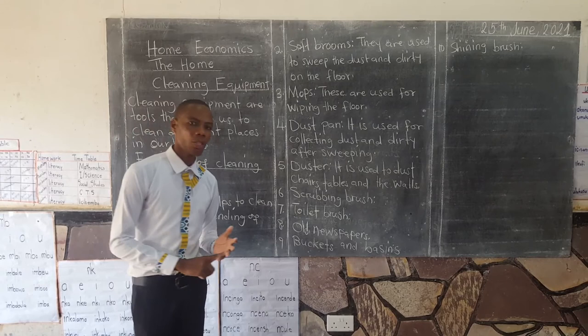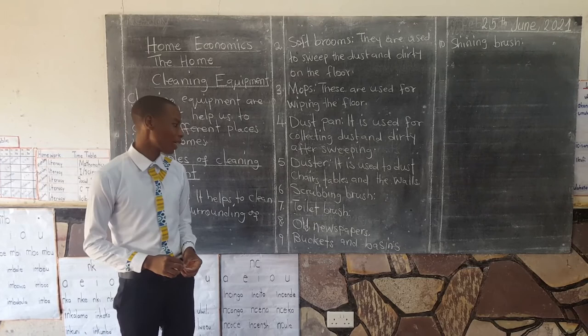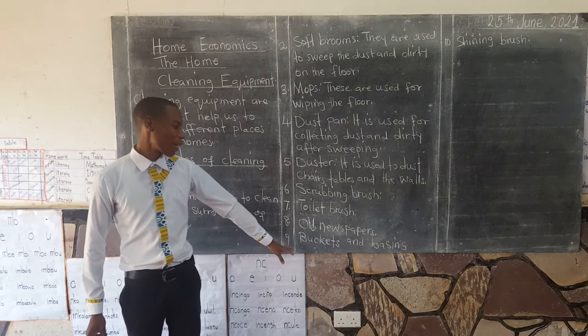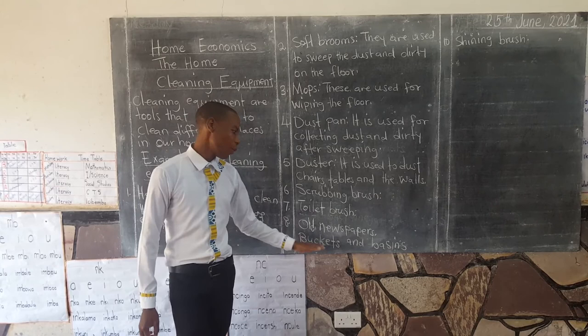Then we have old newspapers. We use old newspapers to clean windows. So if our parents buy newspapers, don't throw them. Keep them. You need them to clean your windows. Aside from that, we have buckets and basins. We use buckets and basins to collect water, which is used for cleaning.